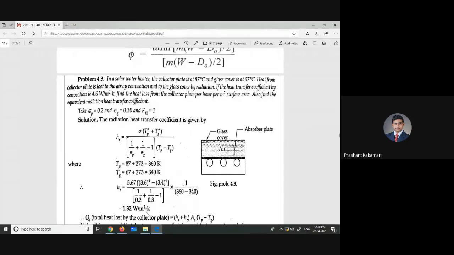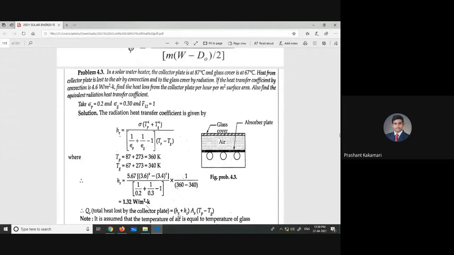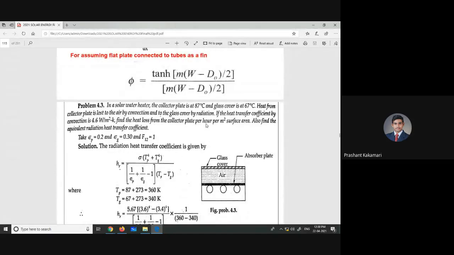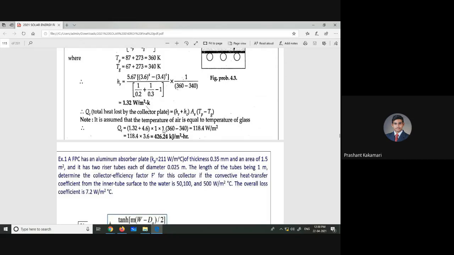One more thing here. You can see the area here, how they have taken area as 1. Find the heat loss from the collector plate per hour per meter square surface area. So per meter square, you have to find out the unknown values. Per meter square means for 1 meter square area, you find the values. So that's why they have taken area as 1, into temperature difference. The temperature difference you can take in degrees or Kelvin, both will be the same. Then you can find out the total heat loss or heat transfer.